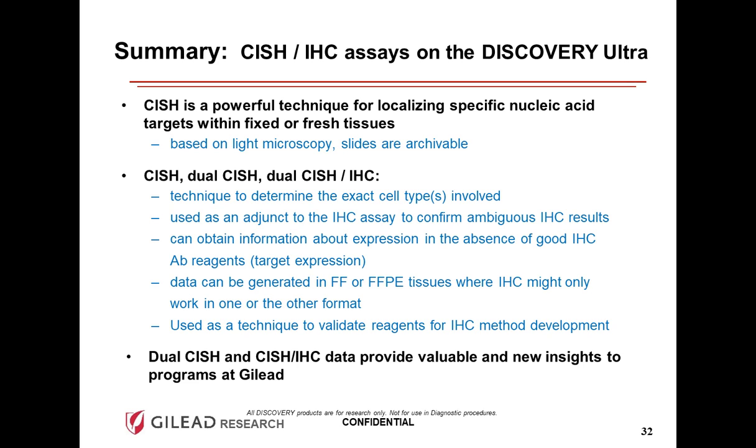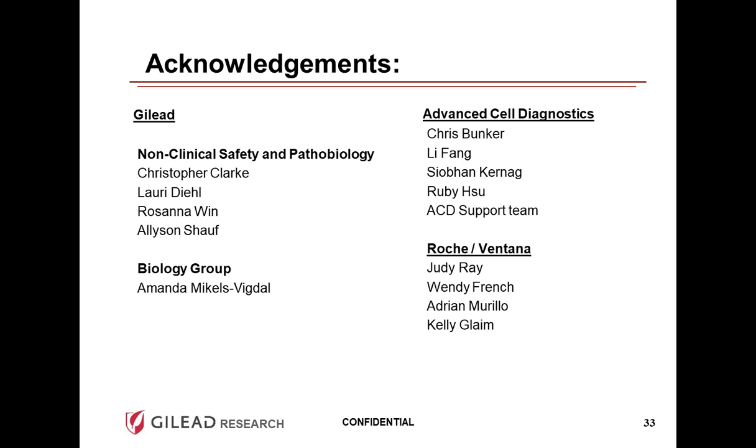We use this technique to validate reagents for IHC method development now. It's one of the check marks that we have to check when we do antibody validation. Using all these methods has provided valuable and new insights to many programs at Gilead. It's always good to have orthogonal methods, but being able to incorporate different assays to determine specificity is our number one goal within the lab.